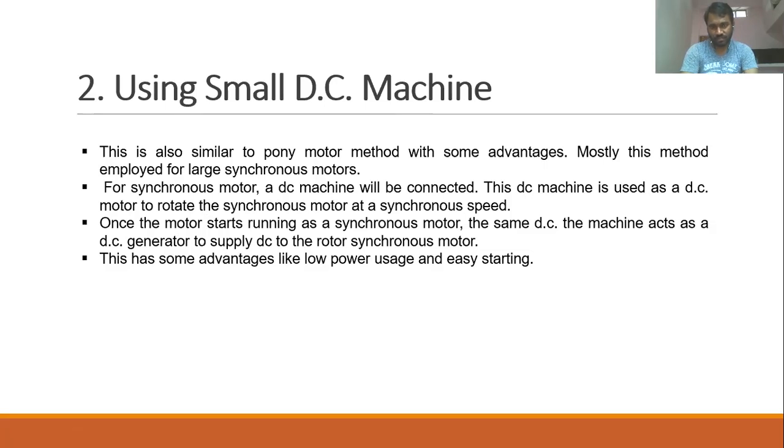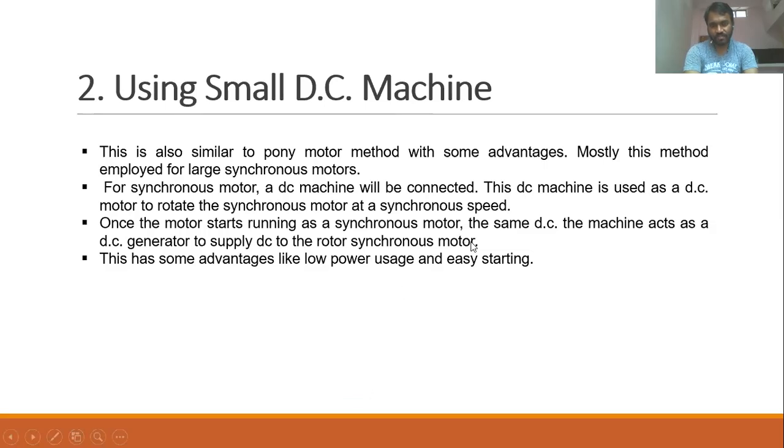When the machine is brought near to synchronous speed, the same DC machine is now used as a DC generator, and it supplies the DC excitation to the rotor of the synchronous motor. So in the first case, the DC machine is used as a DC motor, and it brings the synchronous machine near to the synchronous speed. Once the speed of the synchronous machine is near synchronous speed, the same DC machine is used as a DC generator, which supplies the DC excitation of the synchronous rotor.